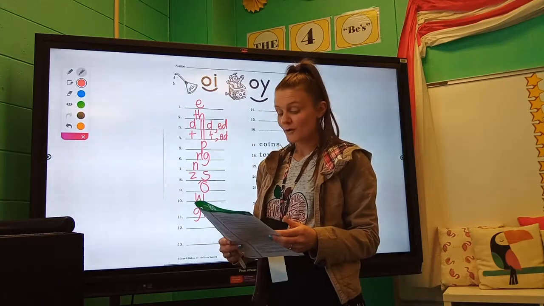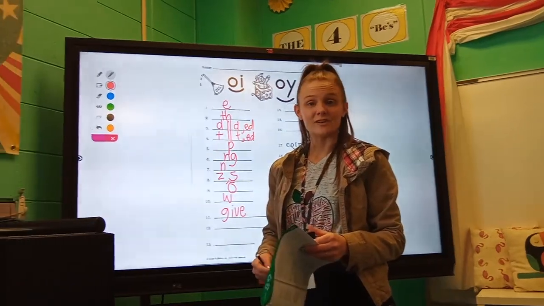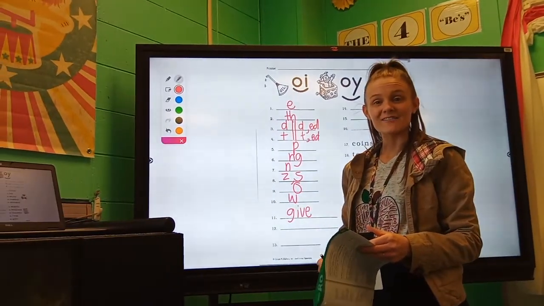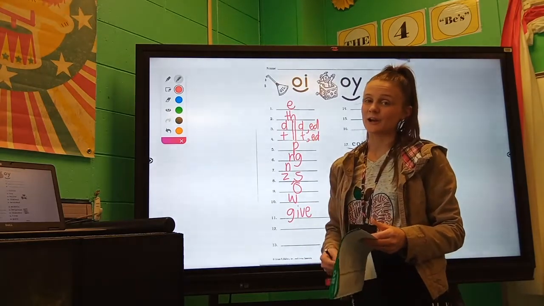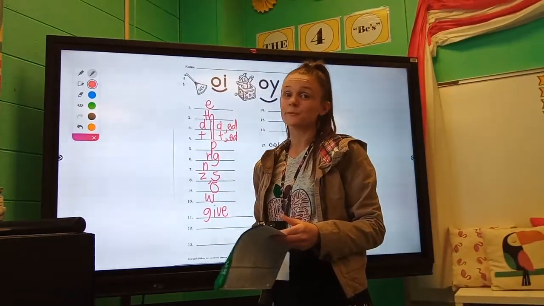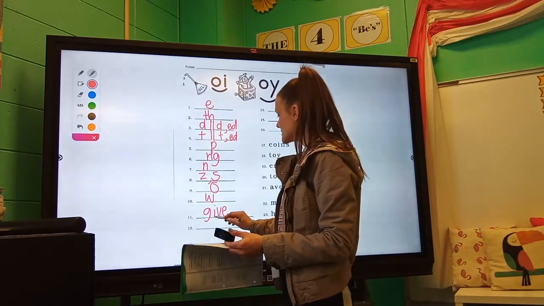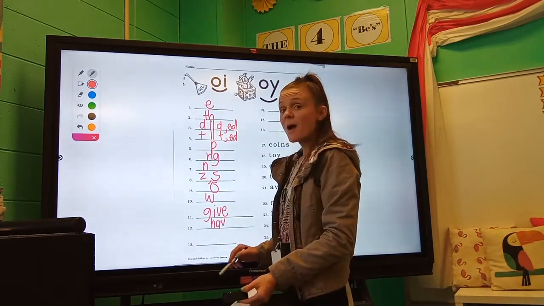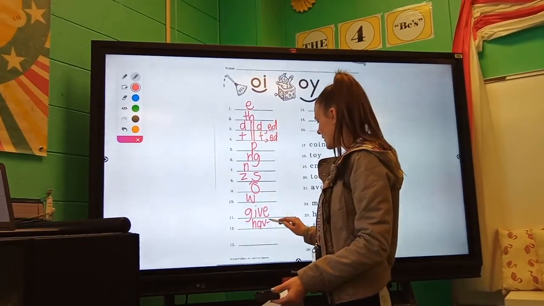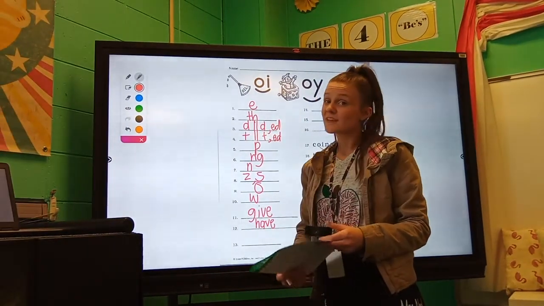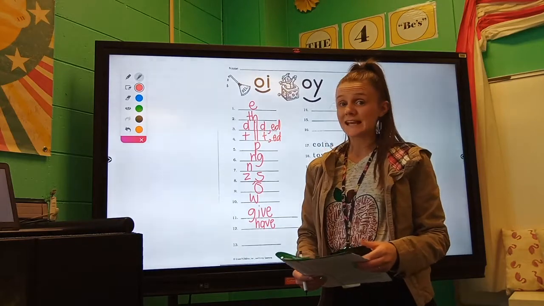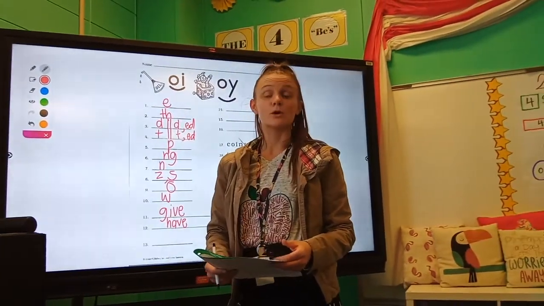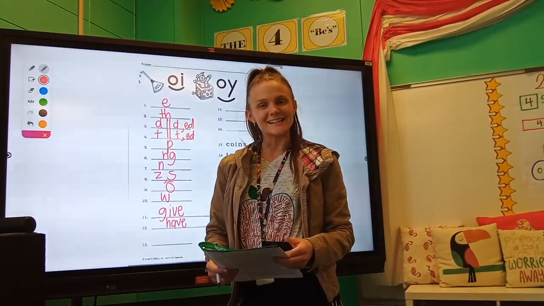For number 12, we're writing the word have. Have. And this is also a sight word because it does not follow the rules we've been learning. Have is spelled have. But it also has an E on the end. So you would think that vowel would be saying its name, but it's not. Those are rule breakers. Excellent job, friends.